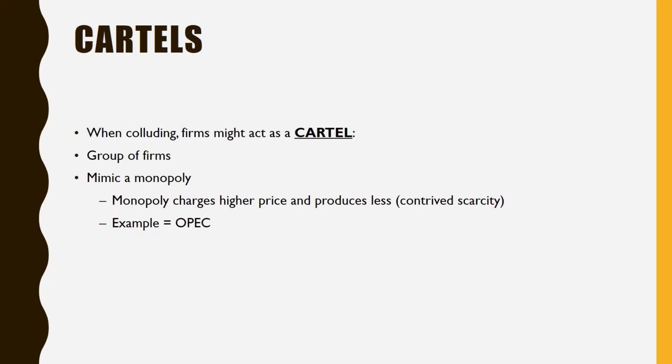So an example of a cartel that you're probably already familiar with is OPEC. So we're going to use OPEC as one of our examples. Now you might be thinking, well, who is OPEC? So if you're not sure who OPEC is, the Organization of Petroleum Exporting Countries. So we're going to be specifically talking about OPEC as a cartel, the Organization of Petroleum Exporting Countries.